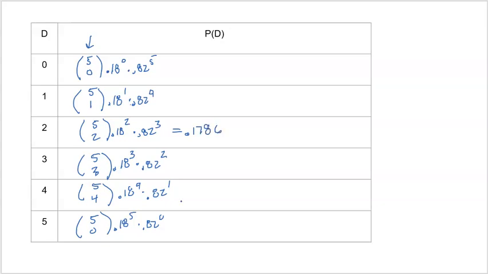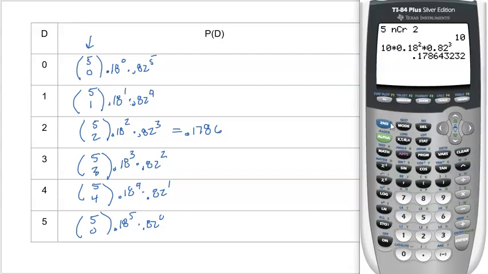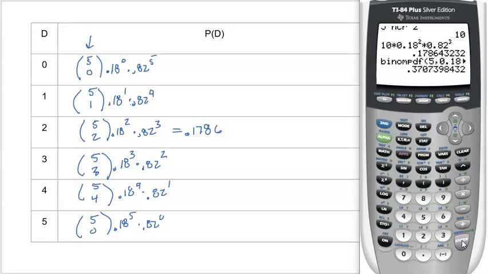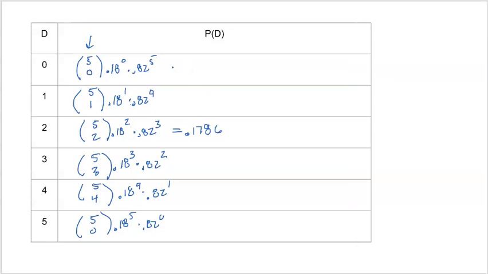All right, but now I have to repeat that for all of the outcomes. Or you may remember this. We can hit second vars, go to our list of distributions, grab the binomial PDF, type in the 5 trials, 5 batteries. The probability of a successful battery, which means it's defective, is 0.18. And then, for example, if I'm looking for 0 defective batteries, hit enter again, and we get 0.3707.